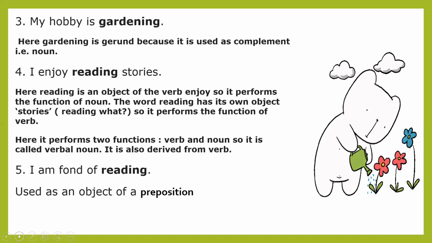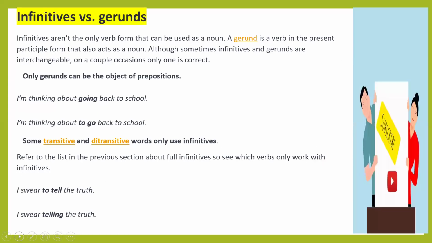The fifth example is: I am fond of reading. Of is a preposition, and reading is used as an object of a preposition. I am fond of what? Reading. So here the gerund is used as an object of a preposition. So, infinitive versus gerund, we have seen many examples. Only gerunds can be the object of a preposition. We have seen the example in the previous slide also.